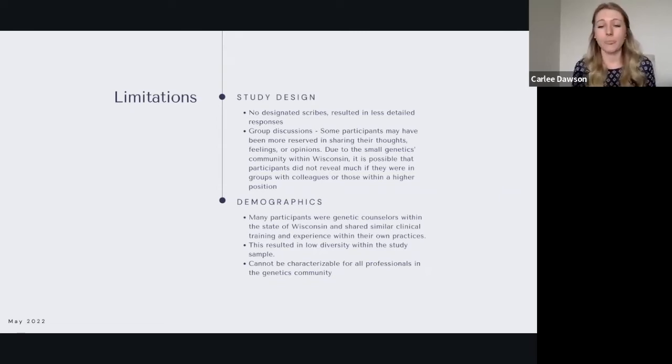As well as for the demographics, many participants were genetic counselors within the field within the state of Wisconsin, and they shared similar clinical training and experience within their own practices. So this potentially resulted in a low professional diversity within the study sample, and overall could not be characterizable for all professionals within the genetics community, but definitely encouraged to be repeated to try to improve that professional diversity.